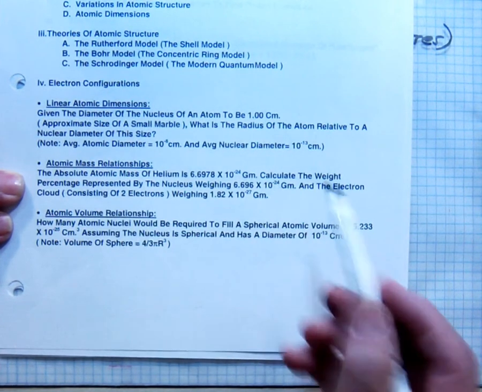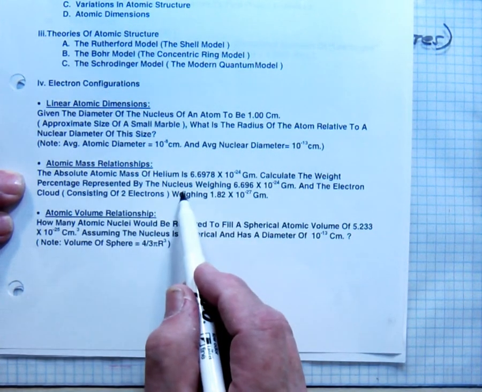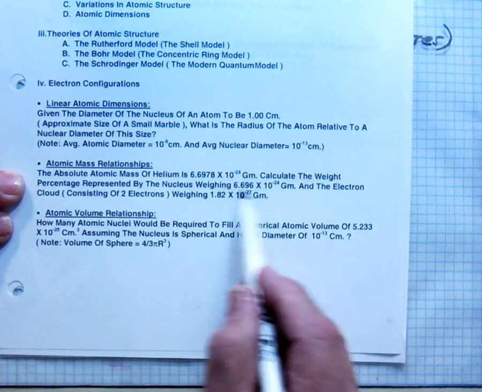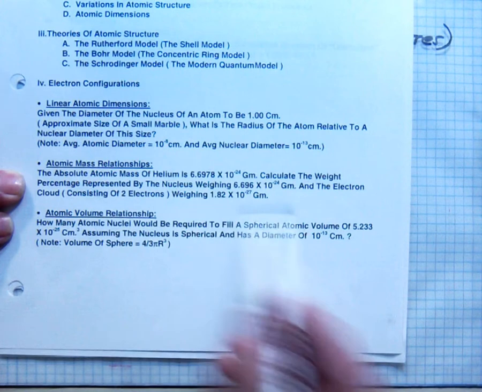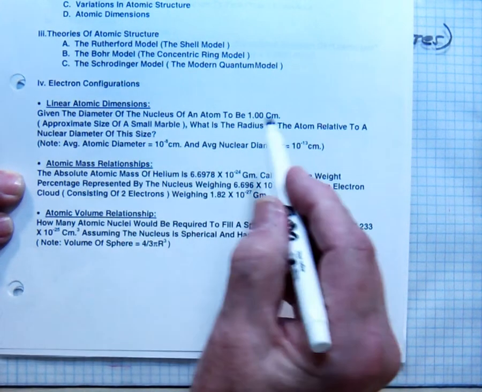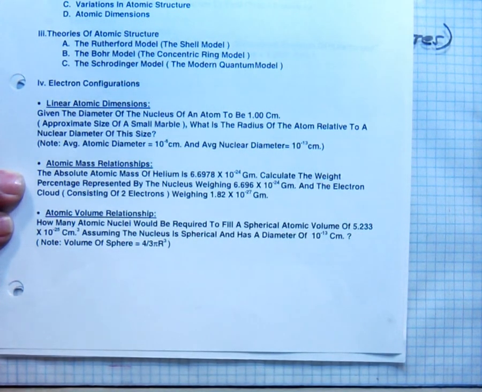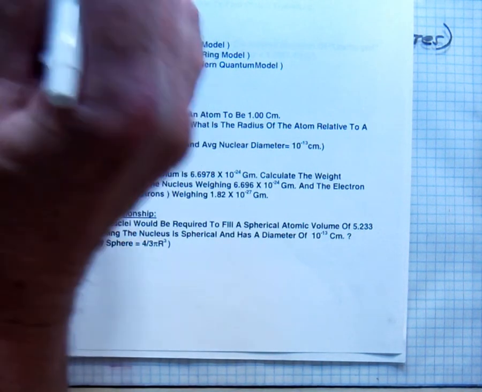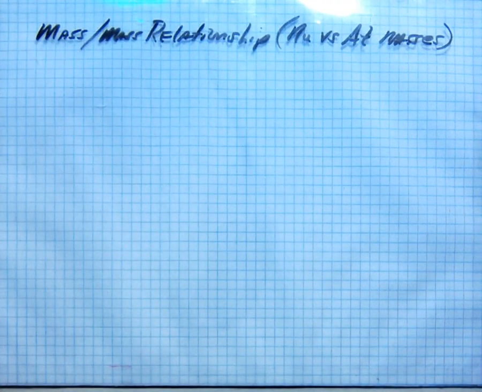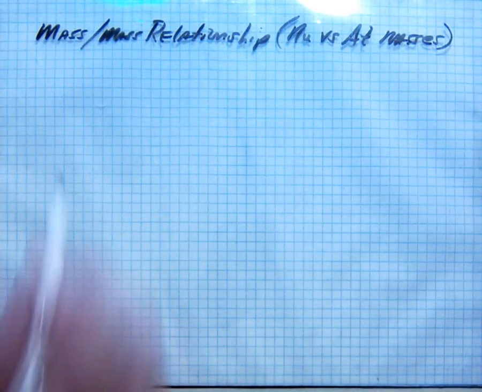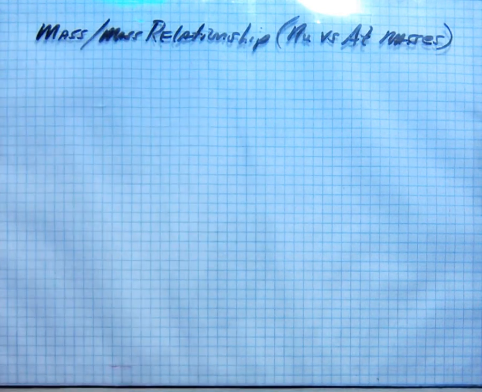Okay? Calculate the weight percent represented by the nucleus. That's nuclear weight. Here's the nuclear weight right here. And the electron cloud weighing 1.8 times 10 to the minus 7 grams. So it is nuclear over total mass times 100. Electron total mass over atomic mass times 100. And we'll compare the two in terms of mass. What mass contribution does the nucleus make to the atom, and what mass contribution does the electron make to the atom?